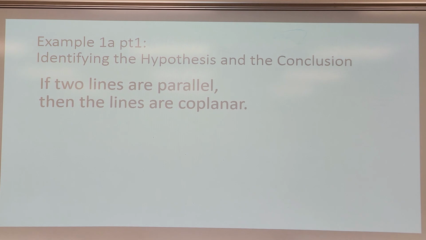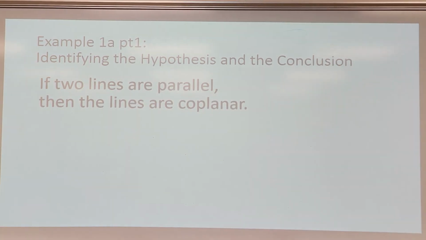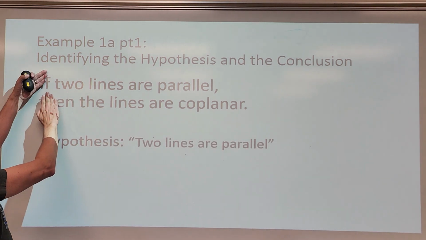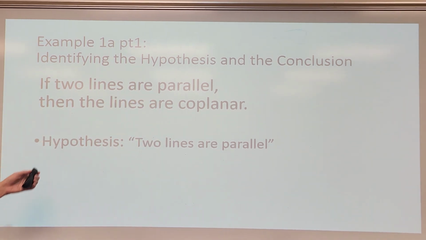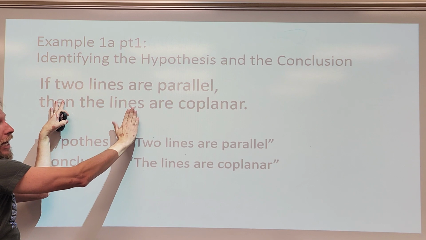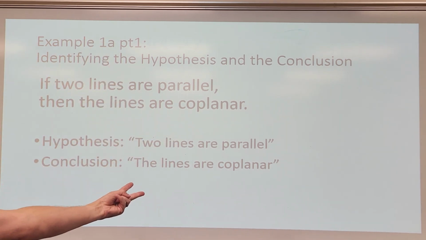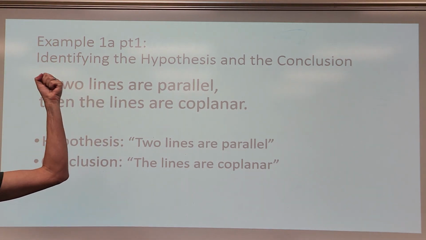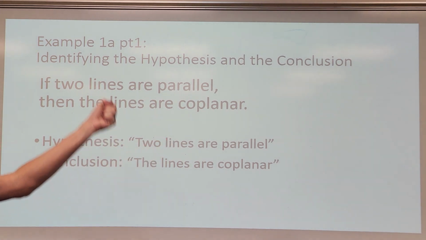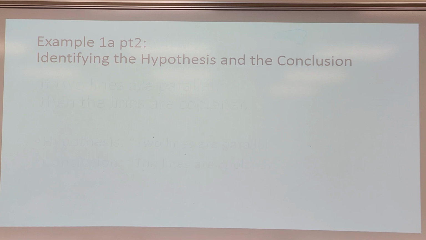So here is a mathematical statement, a geometry statement. If two lines are parallel, then they are coplanar, all right? The hypothesis here would be the part that comes after if: two lines are parallel. The conclusion would be the part that comes after then: the lines are coplanar. And so identifying hypothesis and identifying conclusion is that first iteration of understanding what a conditional statement is. All right, we're on the way to being able to write these conditional statements. So identify those two pieces in your notes.